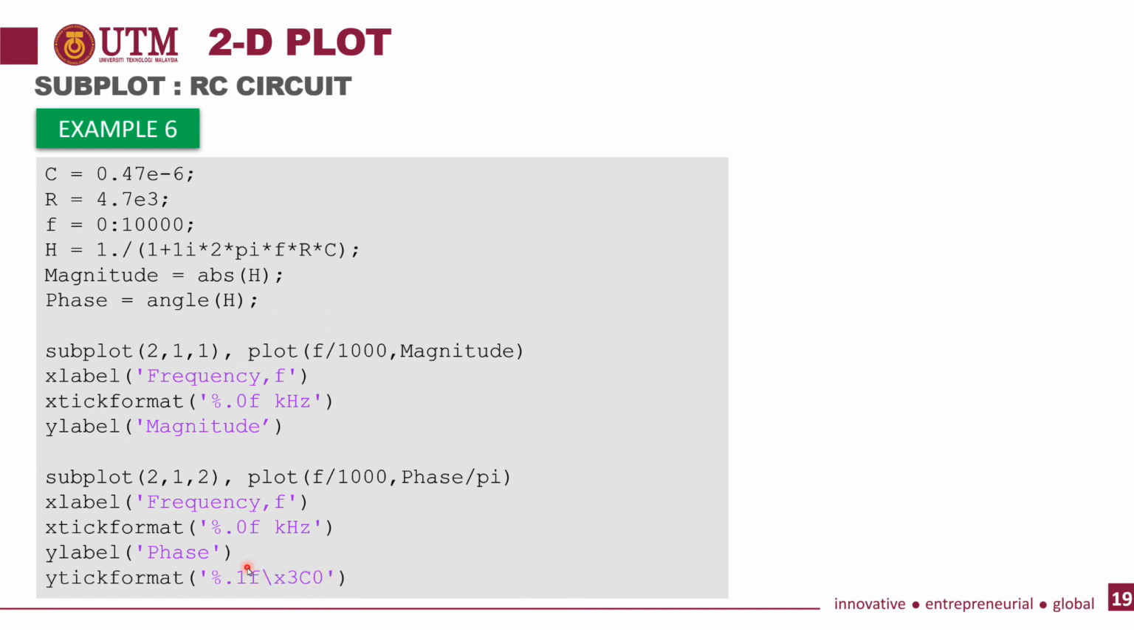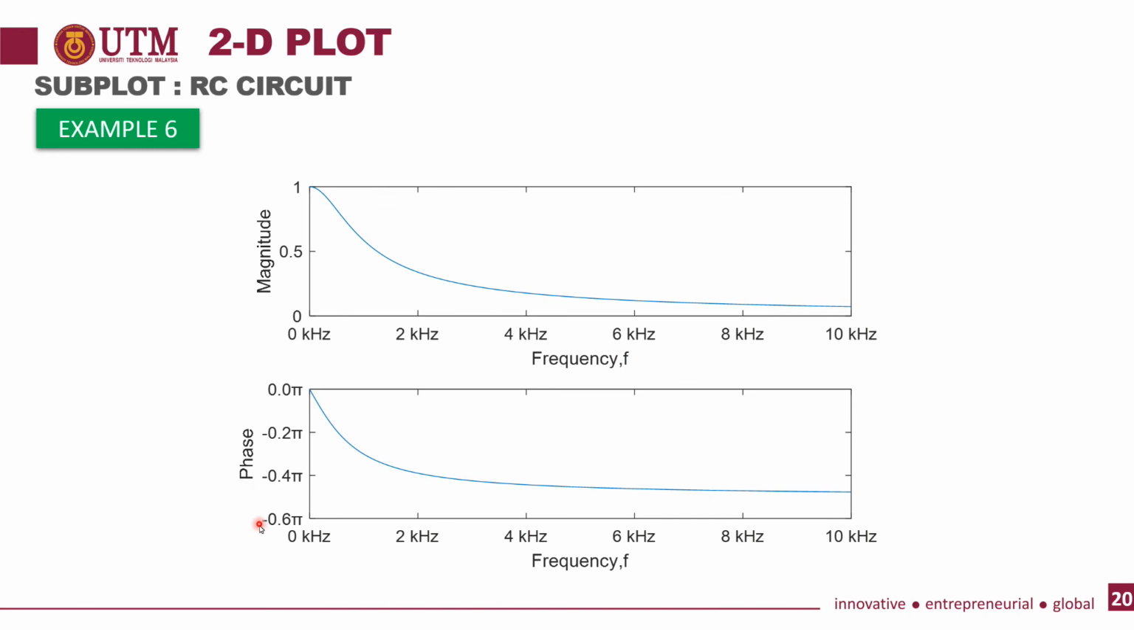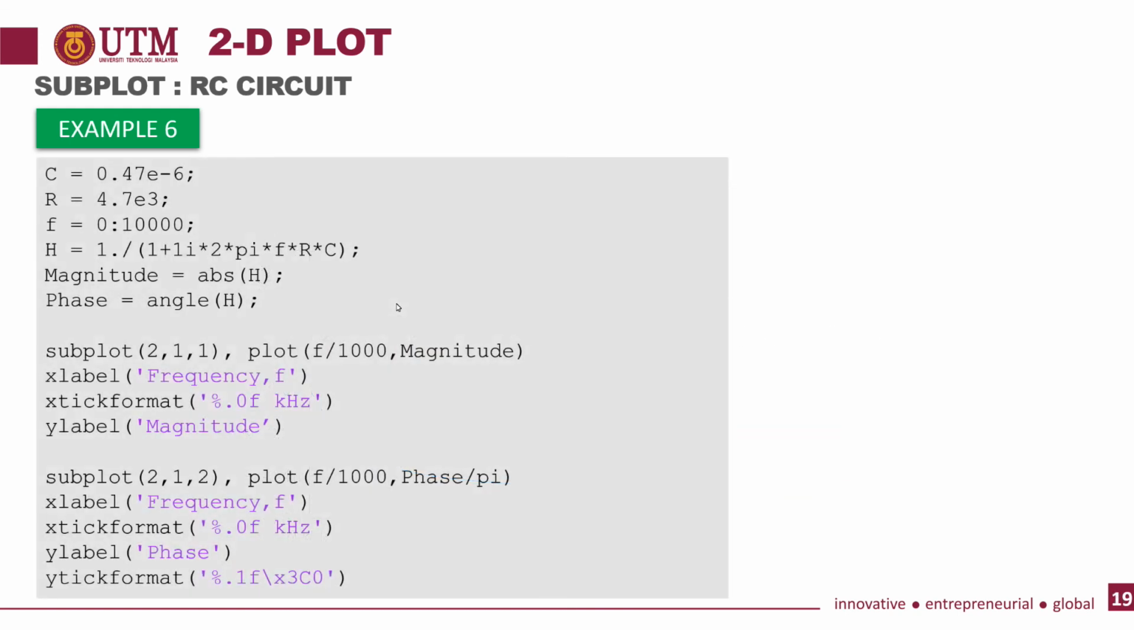So this is how you put a symbol or any other variables or letters inside your tick, inside your x-axis or y-axis tick. You can see here how you create this tick. If you want to put the unit here, you need to do it like this: x tick format %.0f, and then you put the unit here, kilohertz, meter, centimeter. It depends on your question.